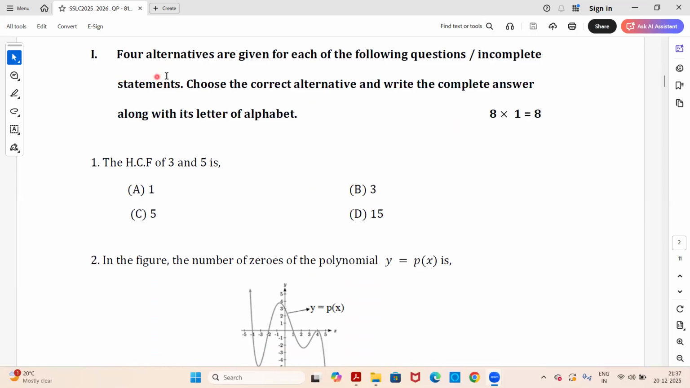The first main question in your maths paper will be the multiple choice questions. It will be for 8 marks. There will be 8 questions, 1 mark for each question. What you have to do is choose the correct alternative and write the complete answer along with its letter of alphabet. So follow the instructions properly as given earlier. If you select option A, then you have to write option A, 1, the complete thing, as your answer. Do not just write A and leave it, or just write 1 and leave it. You have to write the entire thing. That is the correct format in which they want you to write the answer.